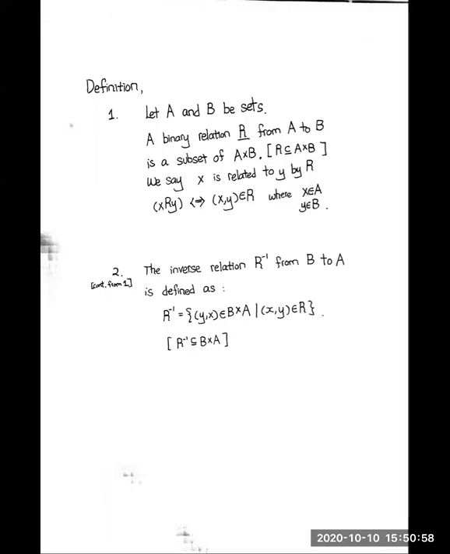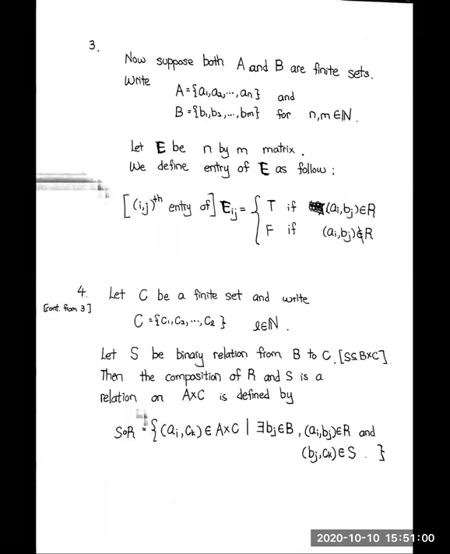Next, definition 3. Suppose both sets A and B are finite sets. We write the elements of A as A1, A2, all the way until AN, and B starts from B1 all the way until Bn. Let E be an M by N matrix, and we define the entry of E as follows. Eij is equal to true if (Ai, Bj) is an element in R, else it is equal to false.